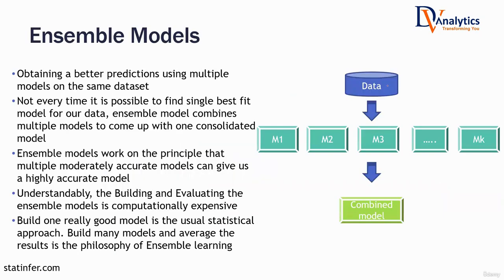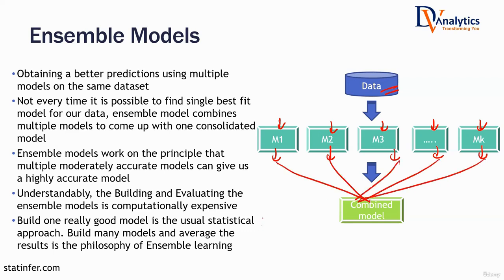What do I mean by ensemble models? You have the data. Instead of building one model, you build model M1, model M2, model M3, model M4, and so on, model MK, and then take the predictions from each model. If it is a regression problem, you collate all those predictions by taking the average. If it is a classification problem, how do you find that one value as the prediction? Because 100 models will give you 100 predictions. How do you collate all of them into one prediction?